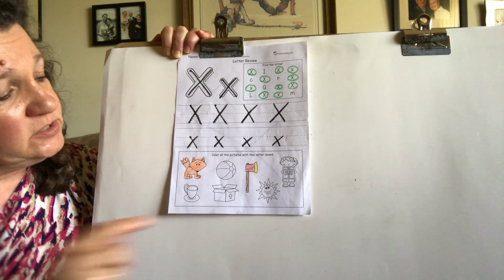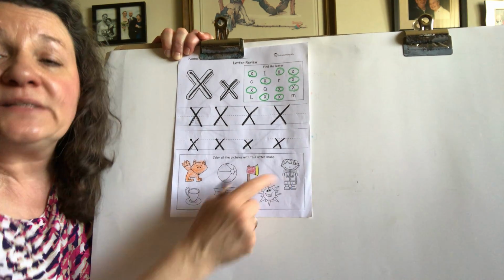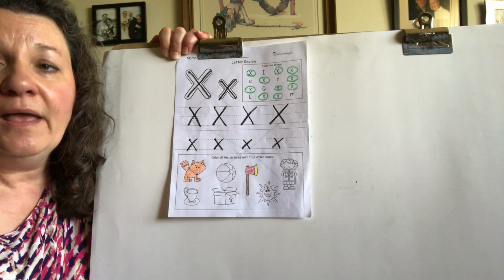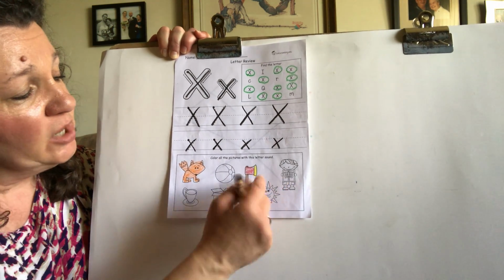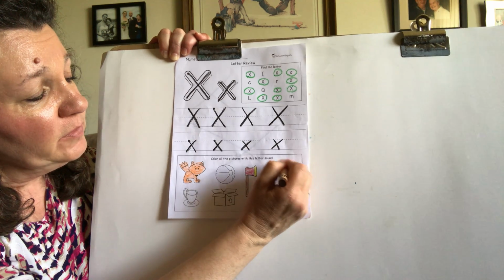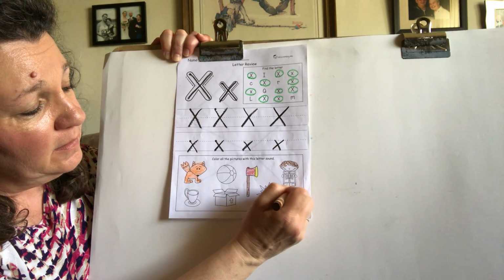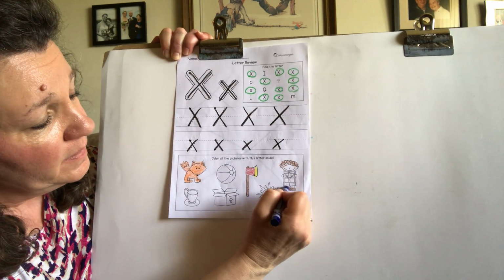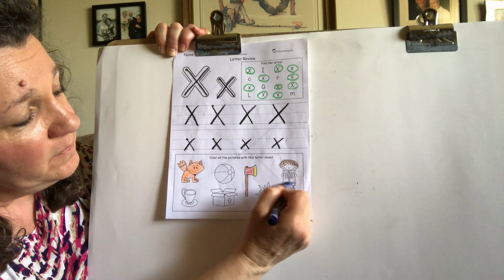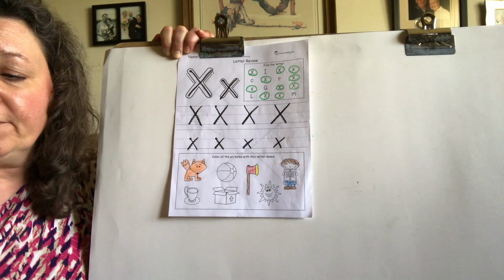And how about this? You know what that is? Remember the picture of your bones? That's an X-ray. X-ray begins with the letter X. So let's color in this picture here, and color your little boy. And this is our X-ray.